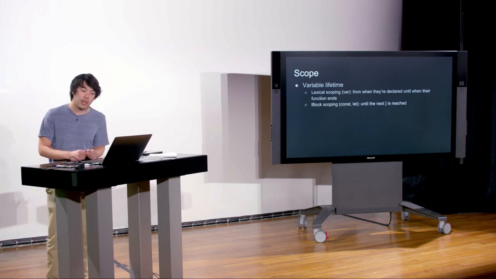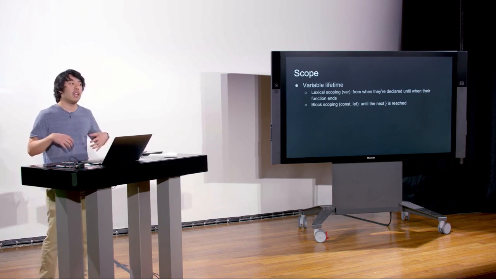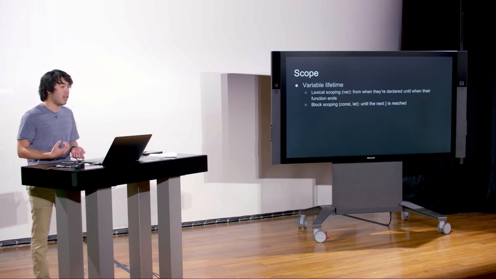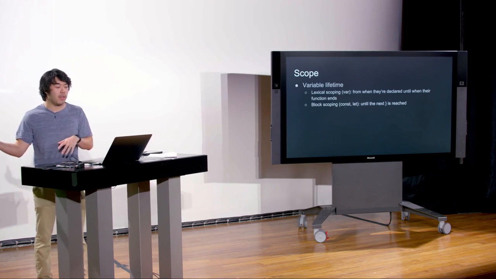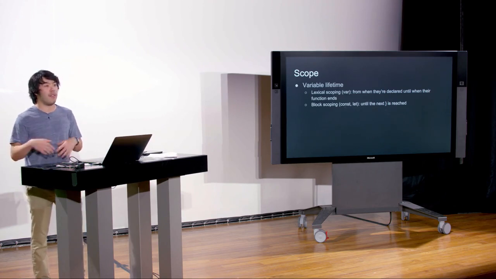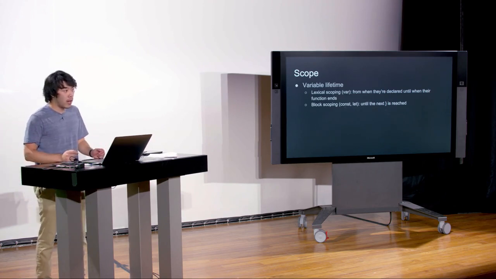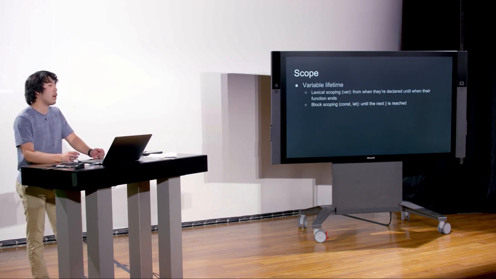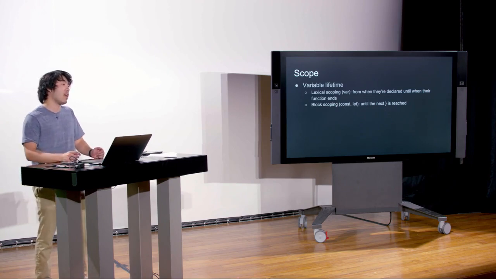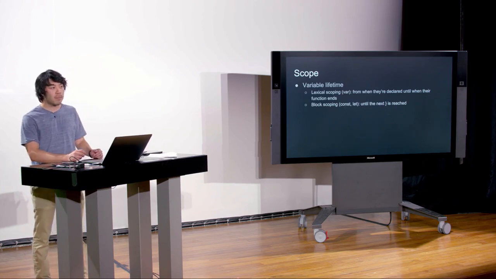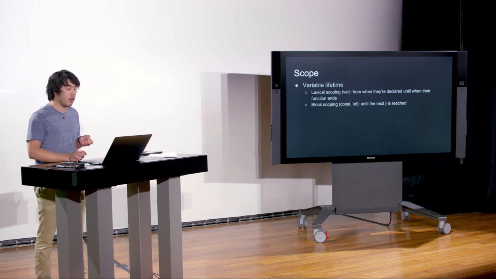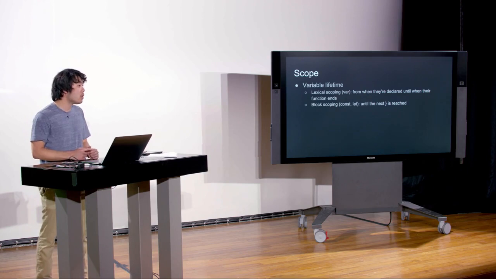Lexical scoping is basically saying, hey, give me a variable, and it'll exist from when it was declared all the way until the end of a function ends, or the file if it's in a file. Whereas the analog would be block scoping, where it behaves a lot like something behaves in C, where basically a variable will be around from when it's declared until the next end curly brace is reached. That's the big difference between var and const and let.